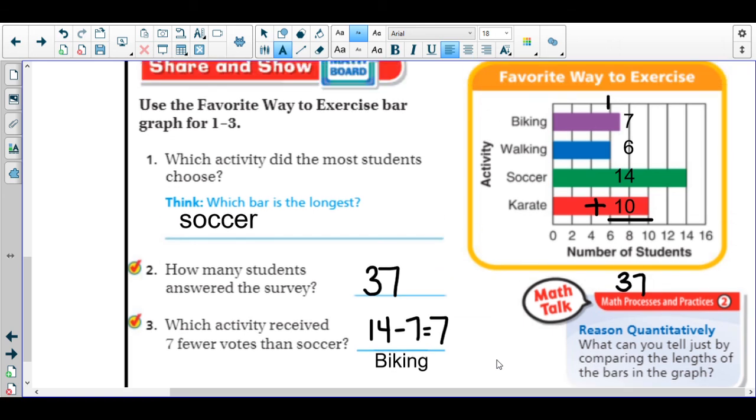Such fun things to do with the graphs. Really looking at it and kind of diving into the data and seeing what it really means. So, making the corrections that you need.